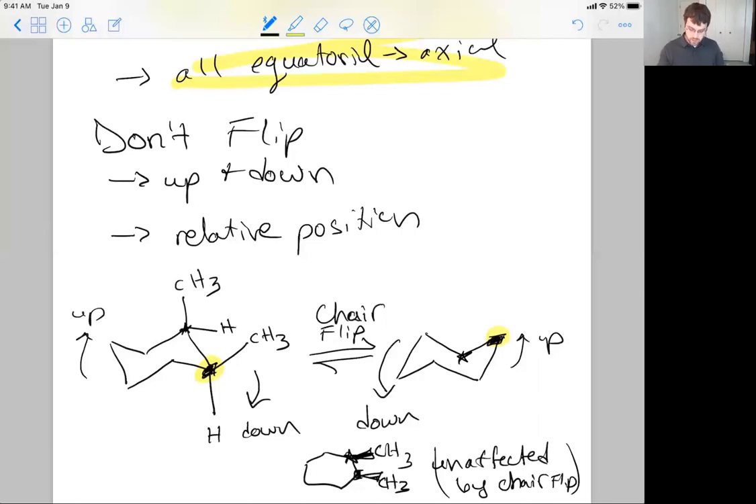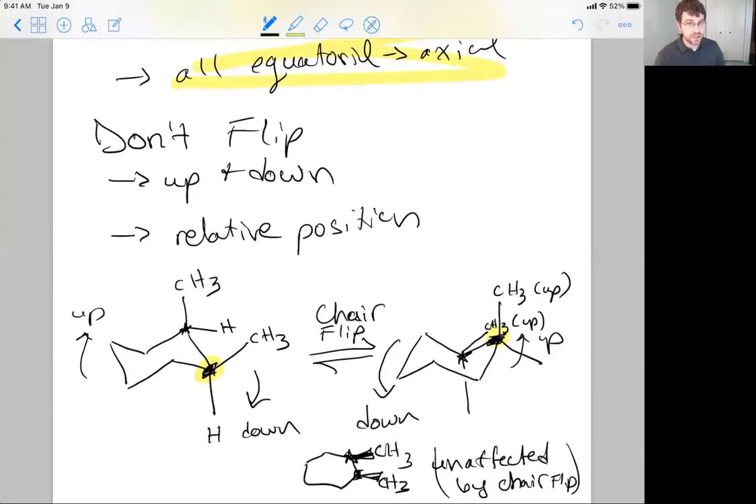Now, what did change? Well, if we add the two groups to either of these positions, what we have to recognize is now the CH3 that was attached to the square is now axial. Why? Because it has to stay up. It has to stay a wedge. And then on the starred carbon, the CH3 is now equatorial. Why? Because it has to stay up, because it has to stay a wedge.